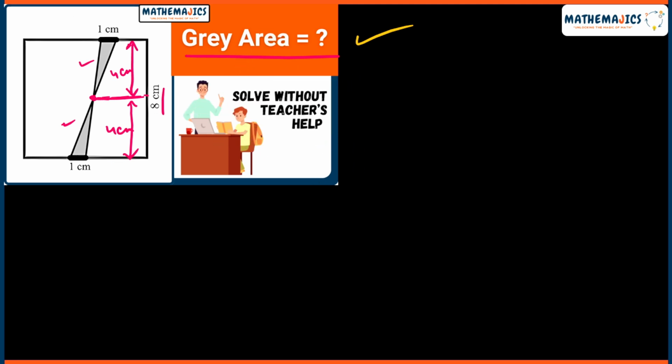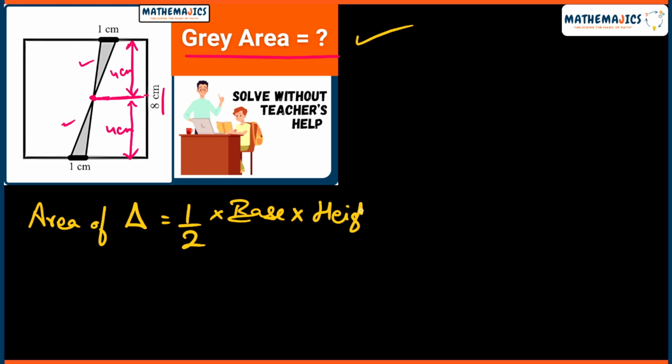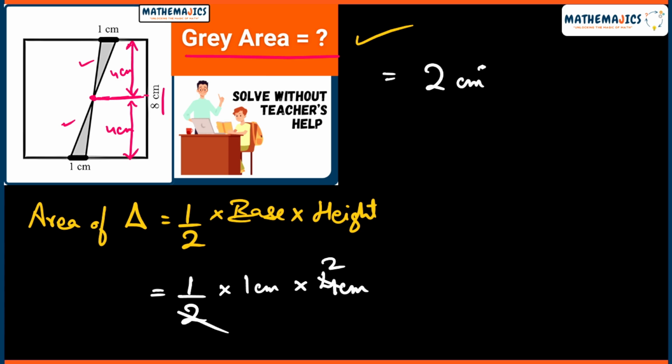Now we will be finding the area of triangle using this formula. Area of triangle is half times base times height. Yes. So in both the triangles, what is the base? The base is 1 centimeter each. Yes. What is the height? Height is 4 centimeter each for both the triangles. Now, if we simplify this further, we will get 2 times 2 is 4. We will get 2 centimeter square.